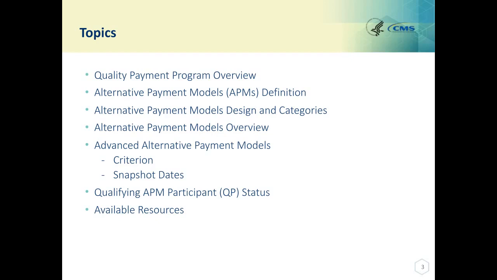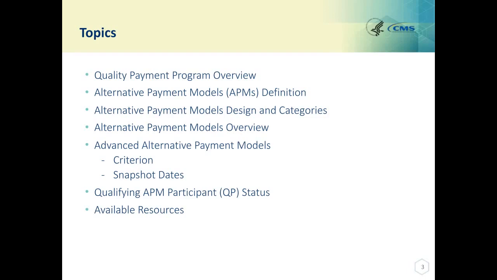Again, we hear a lot of questions on the criteria within advanced APMs. How do we determine which APMs are advanced APMs? Also, a lot of questions on qualifying APM participant status, which is how you participate as a part of an advanced APM, and the snapshot dates associated with determining that status. So we'll go through all of that information today, and of course, we'll talk about some of our available resources and then pause for questions and answers at the end of the call as our time allows.